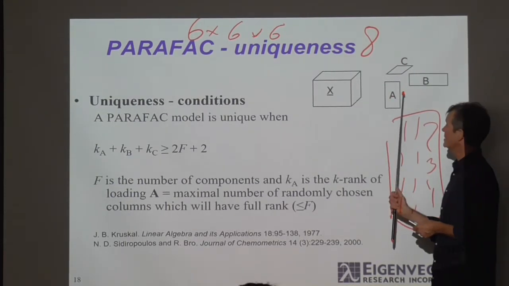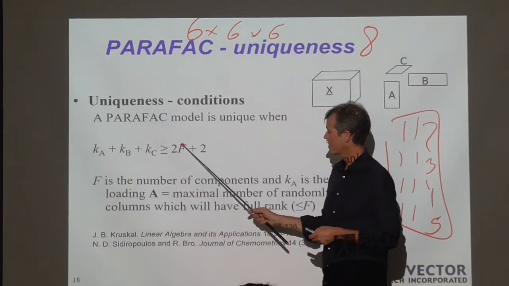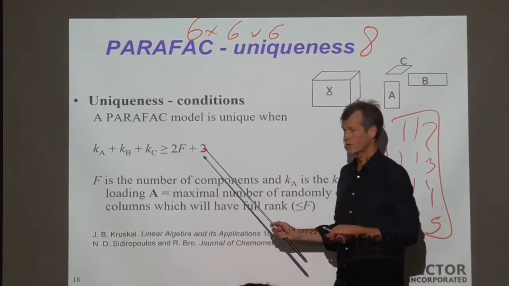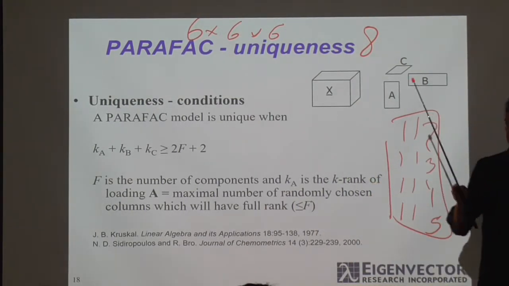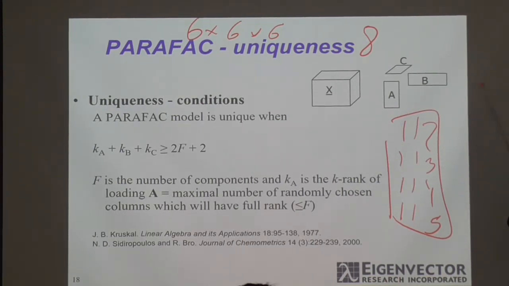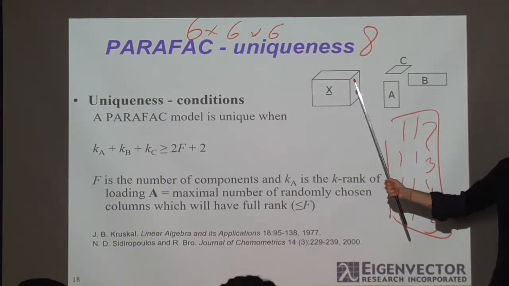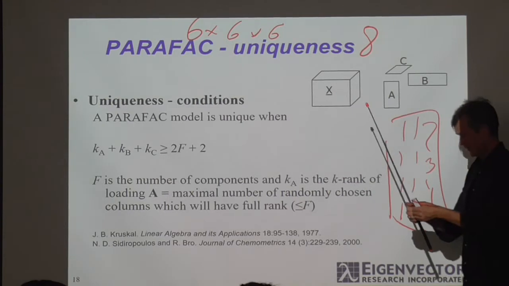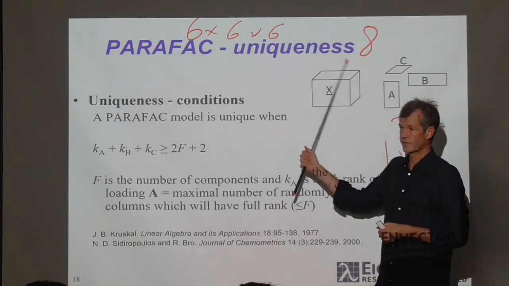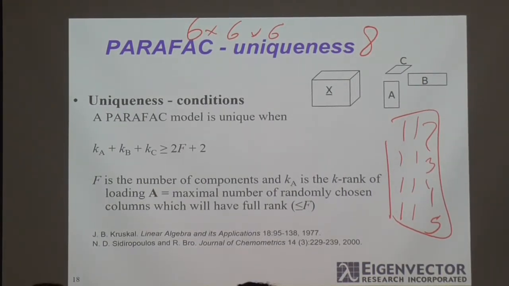And if the K rank is 6, 6, 6, so that's 6 and 6 and 6, that's 18. 8 components, that's 16 plus 2, that's 18. So it's fine. So I can find 8 different things from 6 samples uniquely. That would never happen in two-way analysis. And it shows you that if you unfold the data, if you turn it into a matrix, you can lose information. There's no way you can find 8 different things if you turn it into a matrix. But if you keep it as a three-way array, you can find 8 different things uniquely. And that's really, really special.